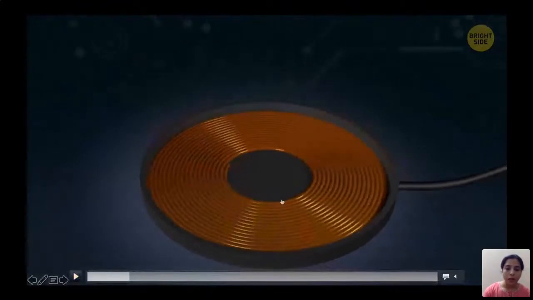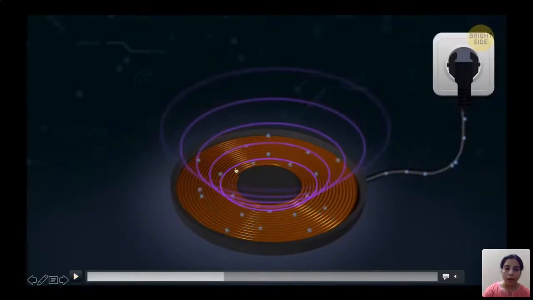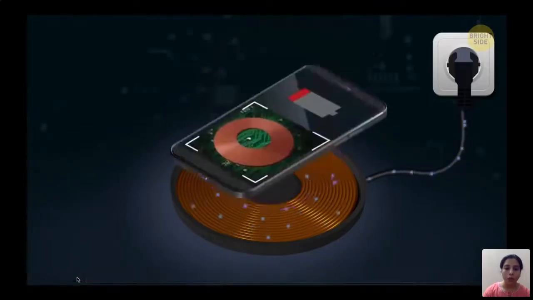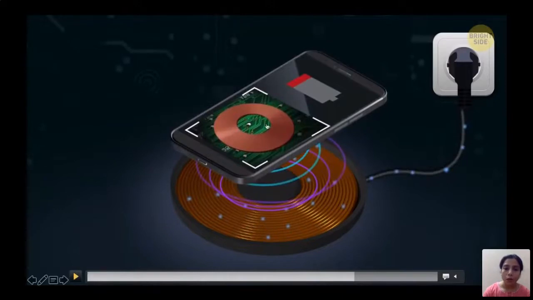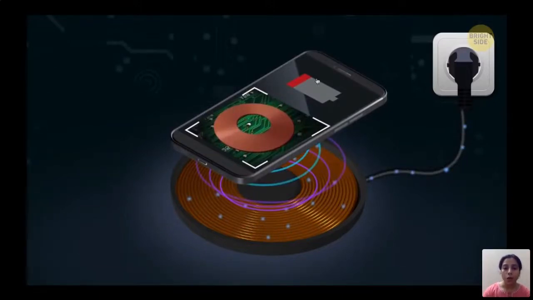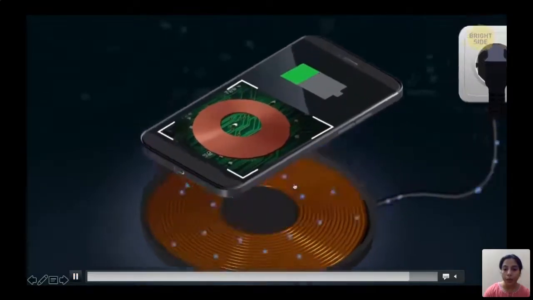In the charger, there is a primary coil. When you give AC supply to the charger, the electrons start moving around it, generating an electromagnetic flux. So the primary coil generates the magnetic flux. Now, if you bring your mobile phone near this charger, your phone also has a similar, smaller secondary coil. A resultant flux gets generated in the secondary coil, which causes the electrons to move in the coil and results in the charging of your mobile phone. So this is electromagnetic induction.